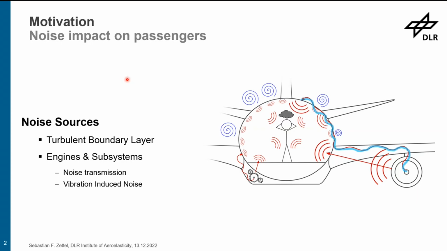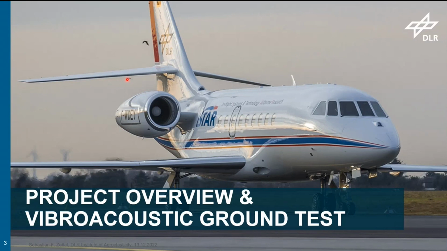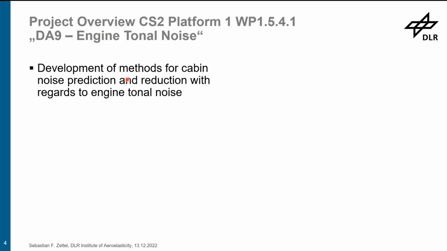One of the more prominent transfer paths is between the engine and the fuselage, and this is also one of the focuses of this presentation. The test campaign, which I will talk about in this chapter, is part of a currently running project. And I will give a short overview before covering the actual measurement campaign.